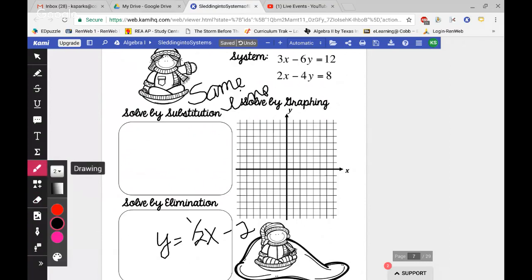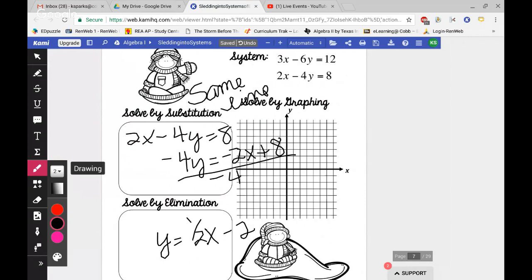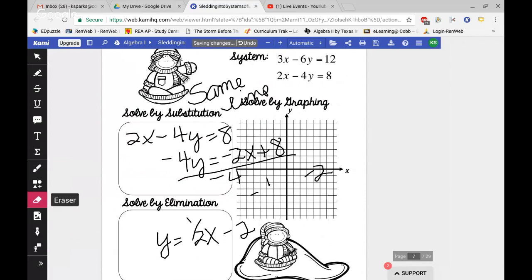So if I had 2x minus 4y equals 8, I'm subtracting 2x from both sides. So that would give me negative 4y equals negative 2x plus 8. Then I'm going to divide everything by a negative 4, which would give me y equals 1/2 x minus 2. So it's the exact same line. And what that would look like graphed. What's my y-intercept on that, Lily? Negative 2. Yes, ma'am. Good job.